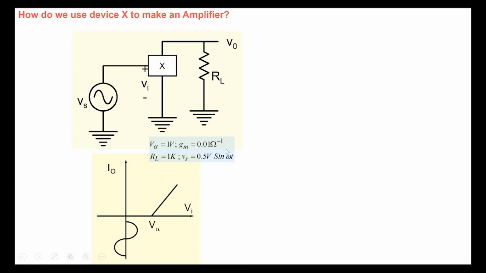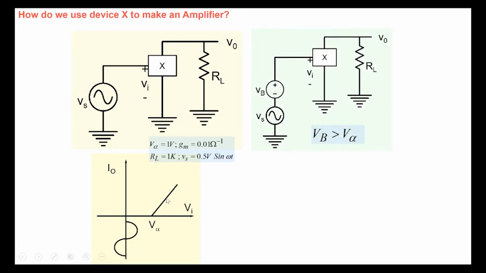And if my gm and other things are properly chosen, then we'll get amplification. So we want the current to respond to Vs. Somehow the input is very weak. The input lies here, so we have to shift the input to this particular region here, because that's where the current is flowing, right?